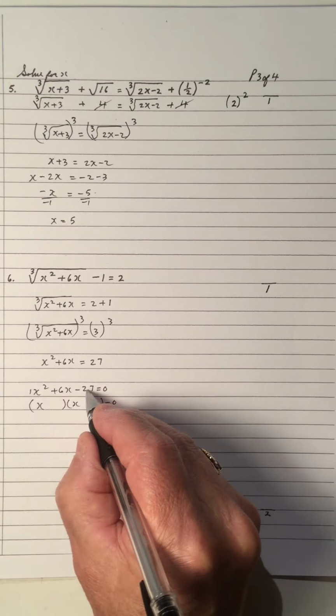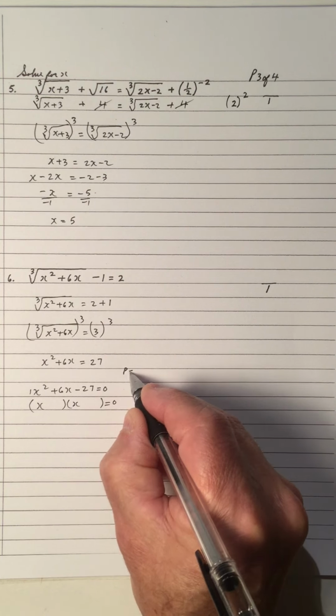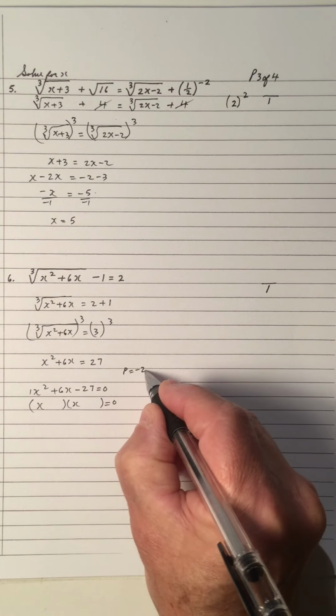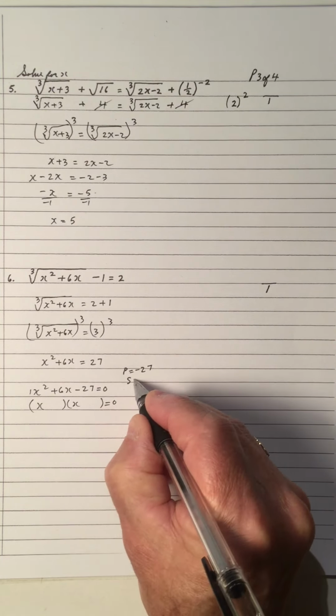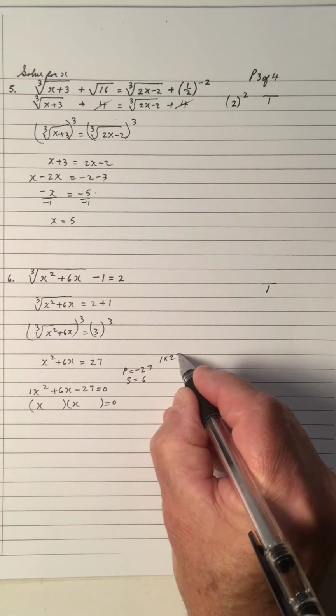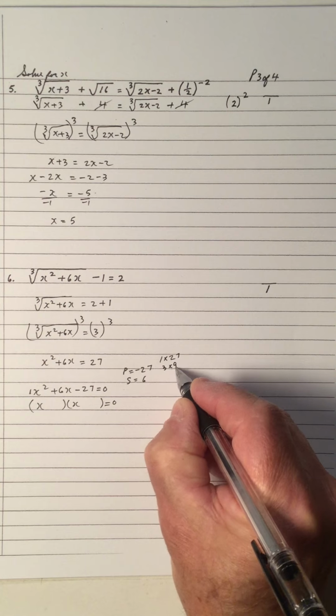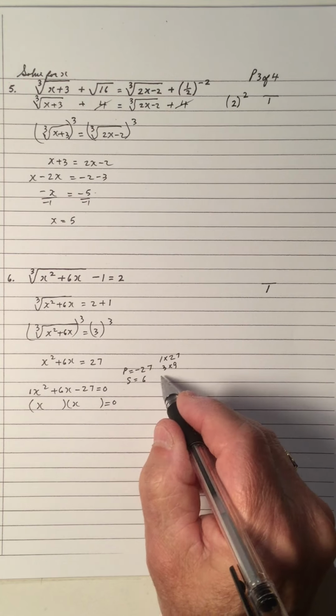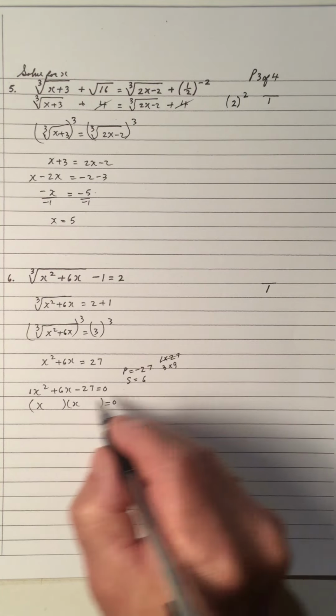Because that's a 1, the product in this trinomial is a negative 27, and the sum is in the middle with a 6. That's a times c, which is negative. So what are the factors of 27? 1 times 27 and 3 times 9. Which pair of factors will give you a 6? It's 3 and 9.